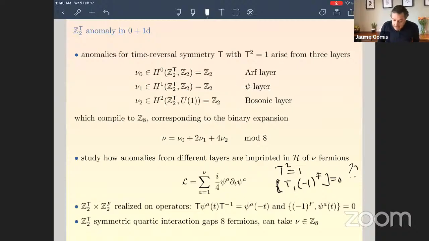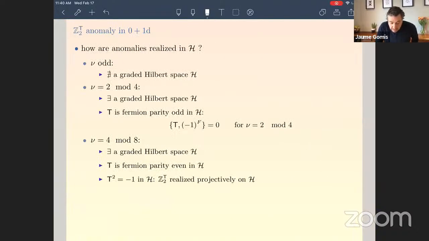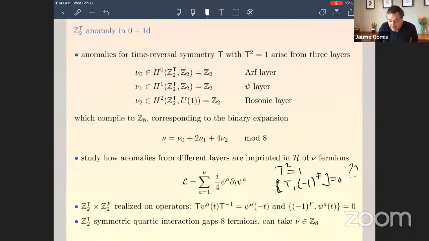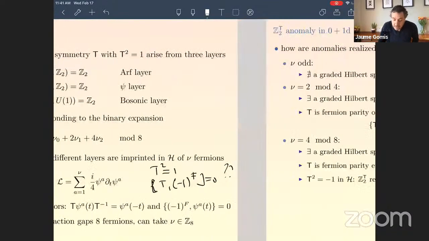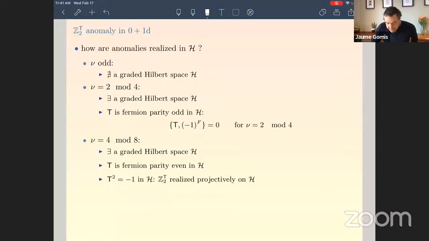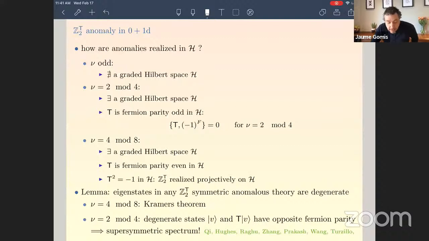Okay, and now let's go to the last layer. In this case, when nu equals 4 mod 8, we have a graded Hilbert space. T is fermion even, but now T squared acting on the Hilbert space is -1. So in the last layer, Z2^T is realized projectively on the Hilbert space, which is what you would expect from the bosonic layer. Okay, so this essentially tells you how the different layers leave an imprint as different manifestations in the Hilbert space. And now to prove this is very elementary.